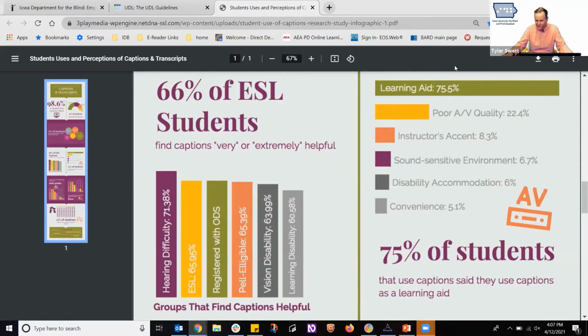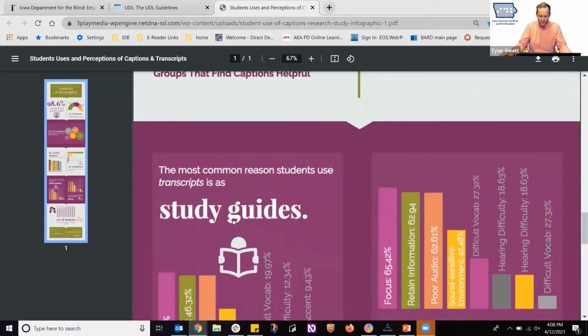The learning aid. So this one is, they're using it as a learning aid. That's what captions are there for, to help with comprehension, and to make sure that if you can't hear it, you know what they're saying. But the other things are really interesting, like poor AV quality. Instructor's accent was 8.3%, which I found interesting. Sound sensitive environment. If they're in the library, it might be quiet, but then they go to the union because they didn't find any space at the library and the union's louder. Just having an example of using captions in those, when we talk about reaching each end of the spectrum, and then everybody else in the middle, captions can make a big difference.